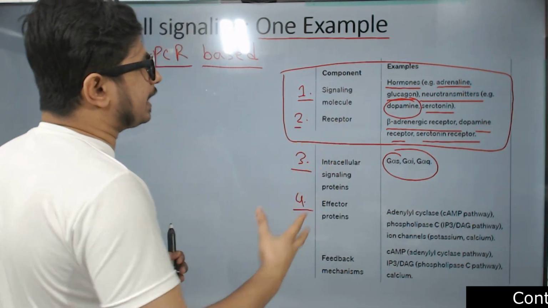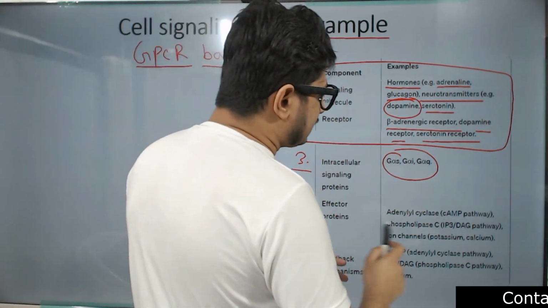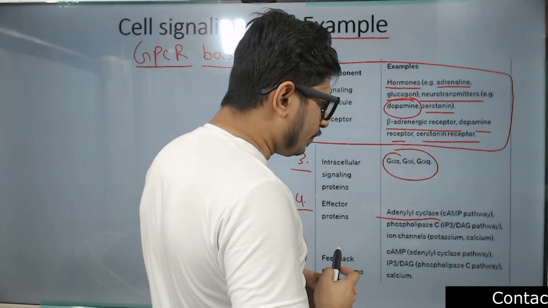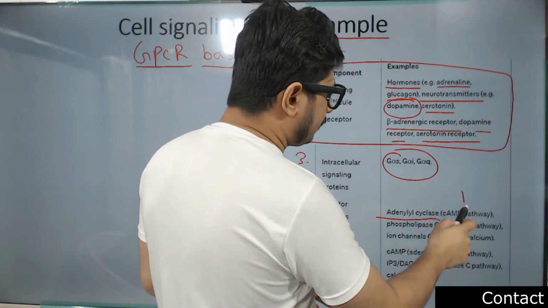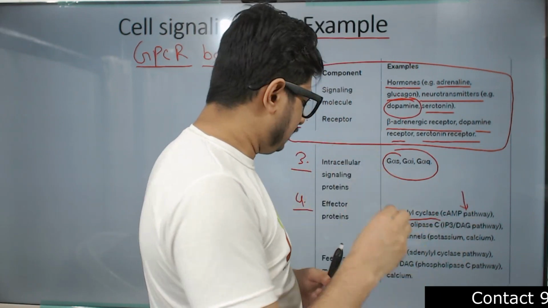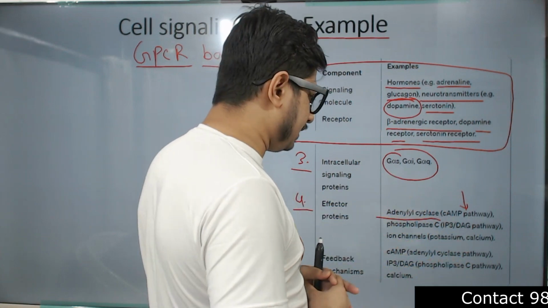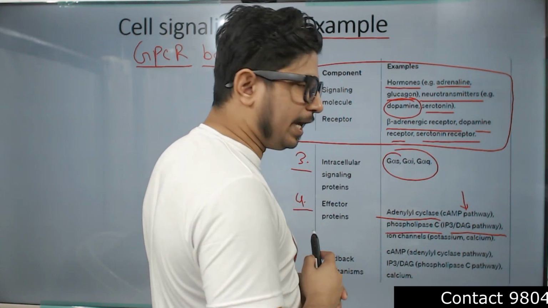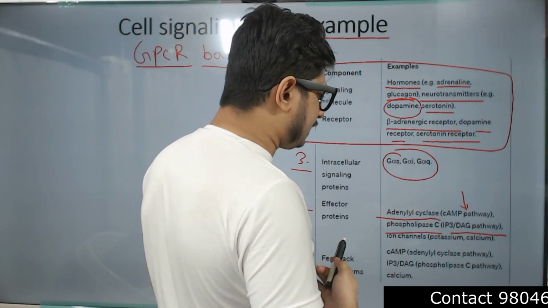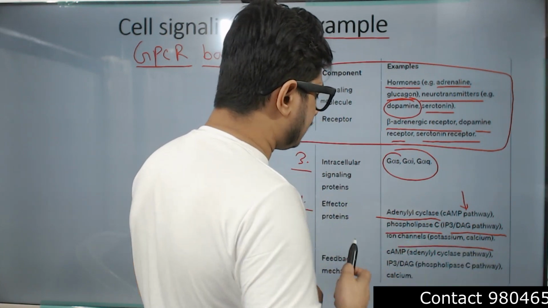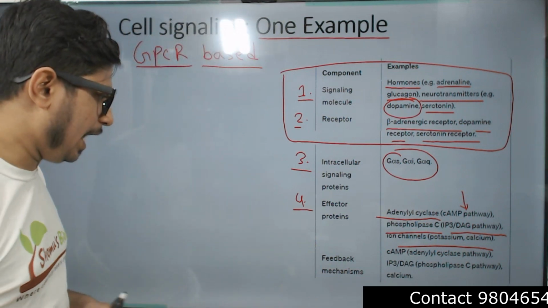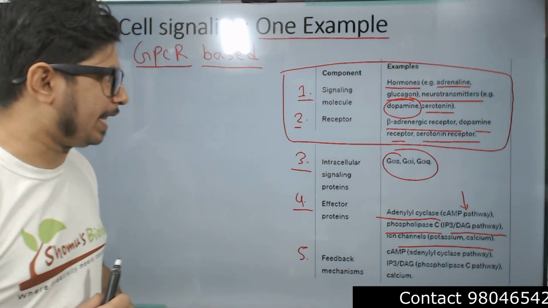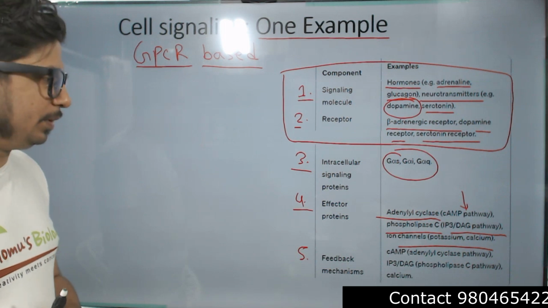The effector protein in this case can be adenylyl cyclase. If the pathway is the cyclic AMP pathway, then the effector protein is adenylyl cyclase. If you are looking at the IP3-DAG pathway, then the effector protein is phospholipase C. If you are looking at other examples, ion channels can also act as effector proteins. And finally, the feedback mechanism. What is the feedback mechanism used here?